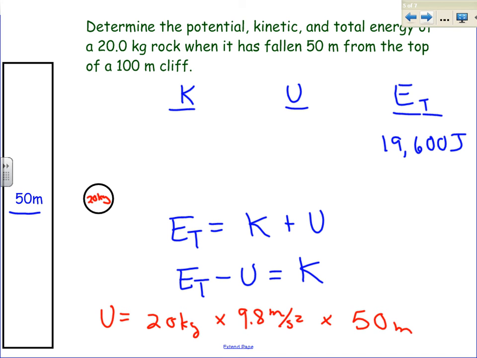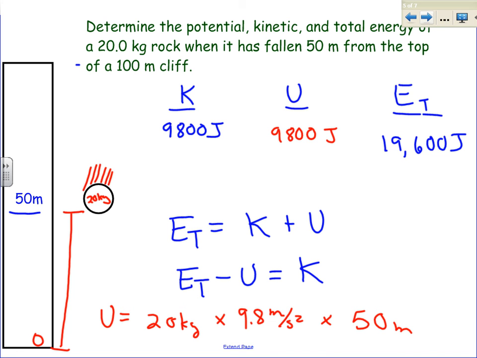And you do the math, or you could just take your total energy and cut it in half, and you get 9,800 joules. Your kinetic energy is 9,800 joules. So we're looking at the 50 meters that it has in relation to 0. That's the potential energy it still has. And since it's falling, that's the kinetic energy.